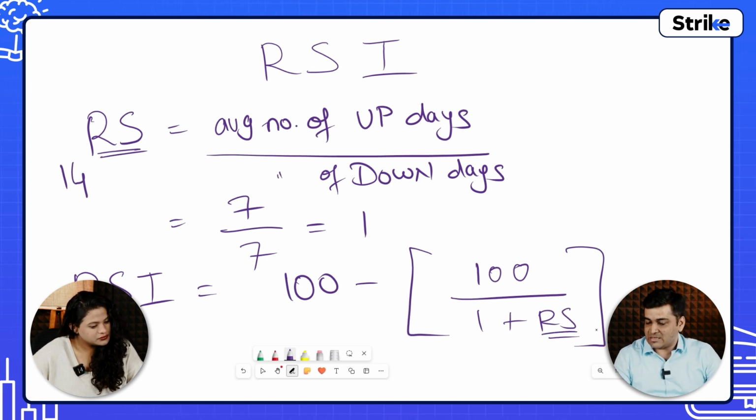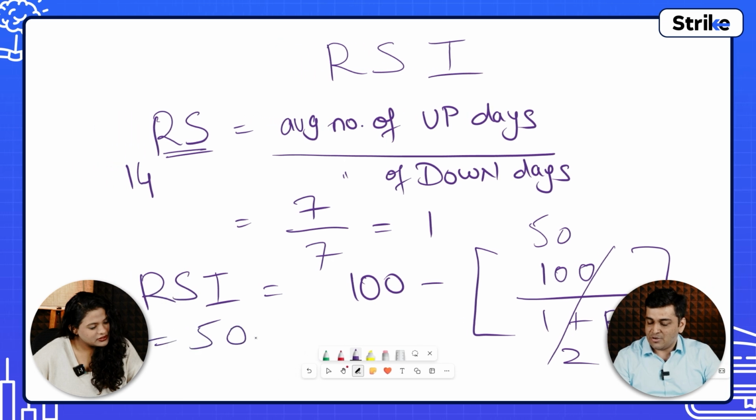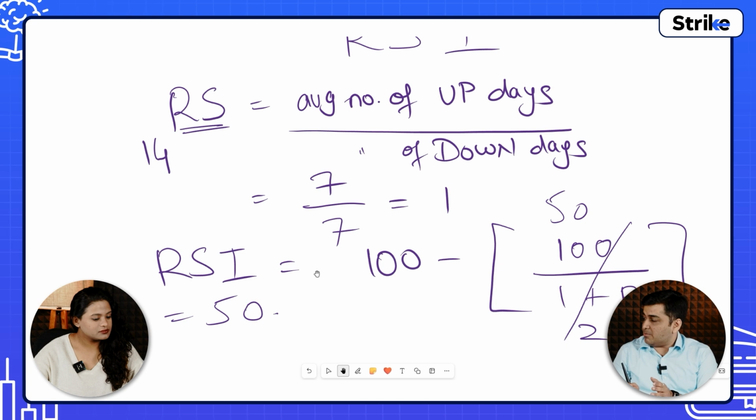RS we got as 1. If the number of up days and down days are equal, then RS will be 1. So 1 plus 1 is equal to 2. 100 divided by 2 is equal to 50. And 100 minus 50 is equal to 50. Did you understand? So if given a number that RSI is 50, what does that mean? It means that in the last 14 periods, there were equal bulls and equal bears, equal green candles and equal red candles. So no one is actually winning in those 14 days.